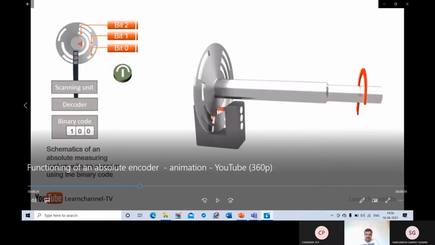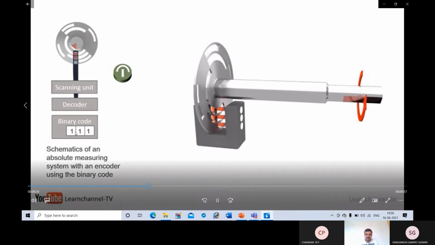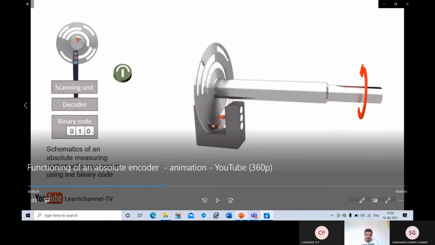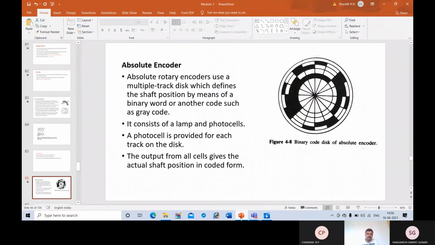Now we can see light is passing only through this track, so that's why the binary code is 100. Like that, it is continuously changing. So this is the difference between incremental and absolute encoder. Compared to an incremental encoder, with an absolute encoder you can get the exact position.